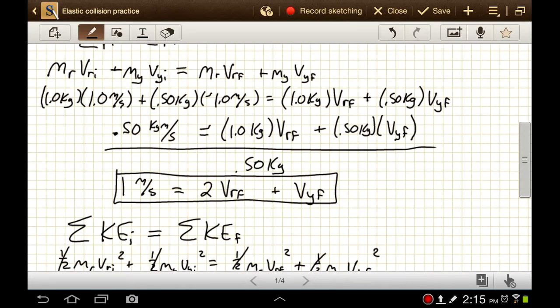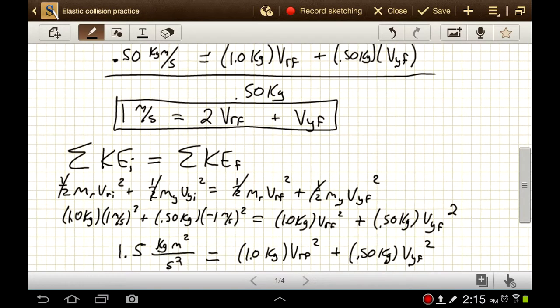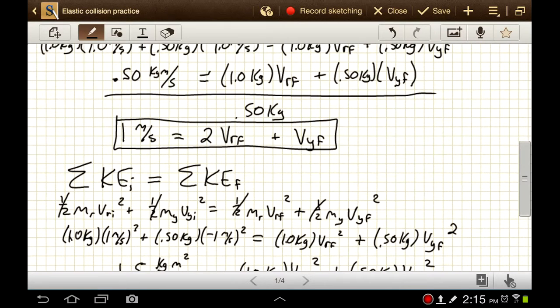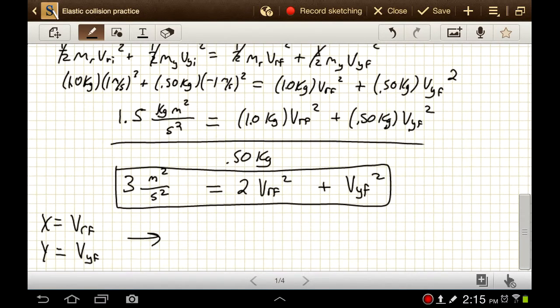I'm going to graph these and see where they intersect. So to do that, I'm going to rewrite these with x's and y's instead of VRF and VIF. Let's say that x equals the final velocity of the red one, and y is equal to the final velocity of the yellow one. And so that gives us equations of 1 equals 2x plus y, and 3 is equal to 2x squared plus y squared.